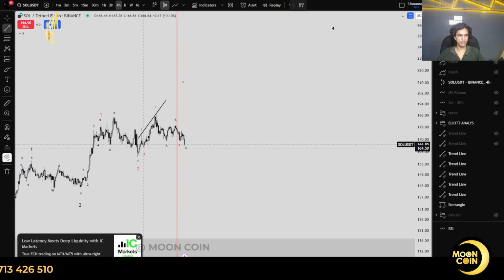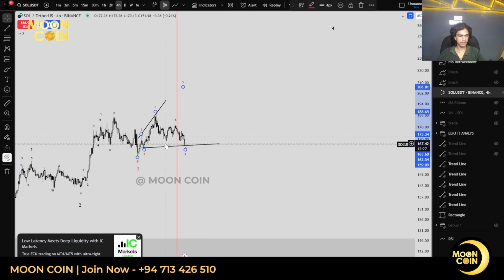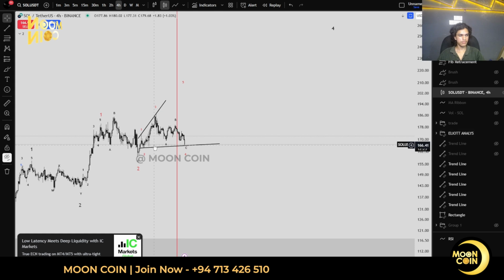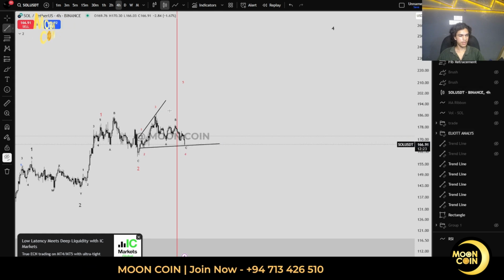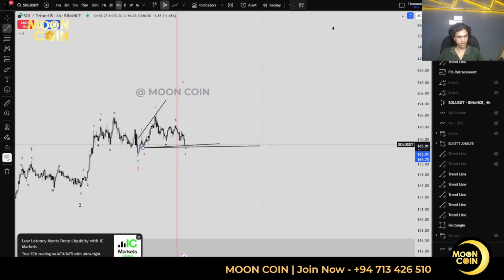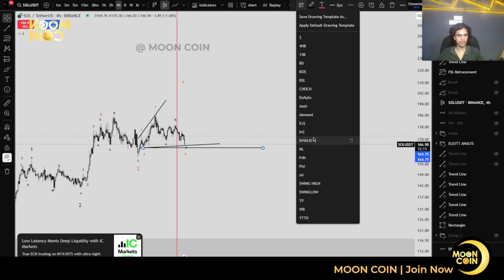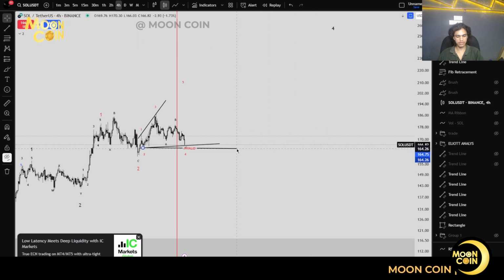So let's see what happens. It's still not confirmed yet, so it's still the fourth wave. I guess the fourth wave is now forming. If the current market breaks this low here, the low over here, then the idea of the leading diagonal will vanish. It's not considered.